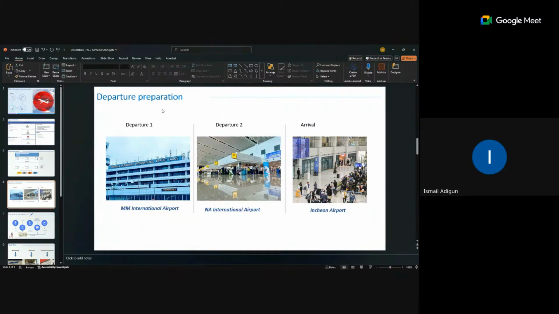As you can see, if you are coming from Lagos, this is Murtala Muhammed International Airport. If you are coming from Abuja, this is Nnamdi Azikiwe. And the arrival airport is Incheon Airport. Very important. Note that when booking, I think there is one for Seoul and one for Incheon. It's very important to take note of this. I think you should book Incheon Airport when coming to Korea.